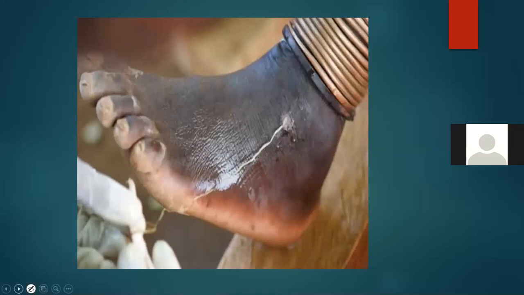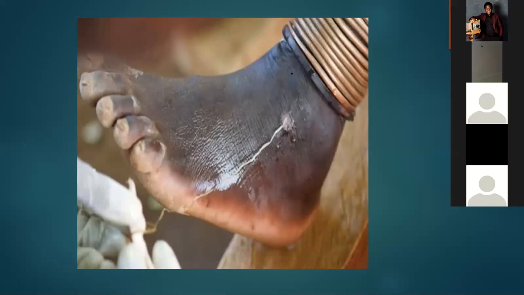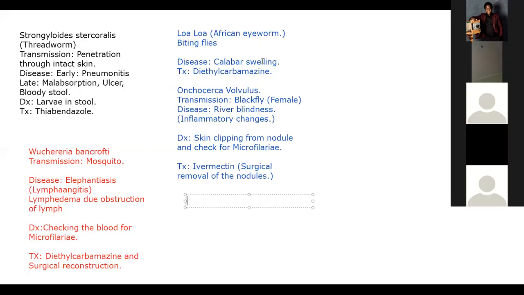So this is your Dracunculus medinensis, and the other name for Dracunculus medinensis is called what? Guinea worm. Yes, it is referred to as the guinea worm. Please let's take note. Dracunculus medinensis, also known as the guinea worm.